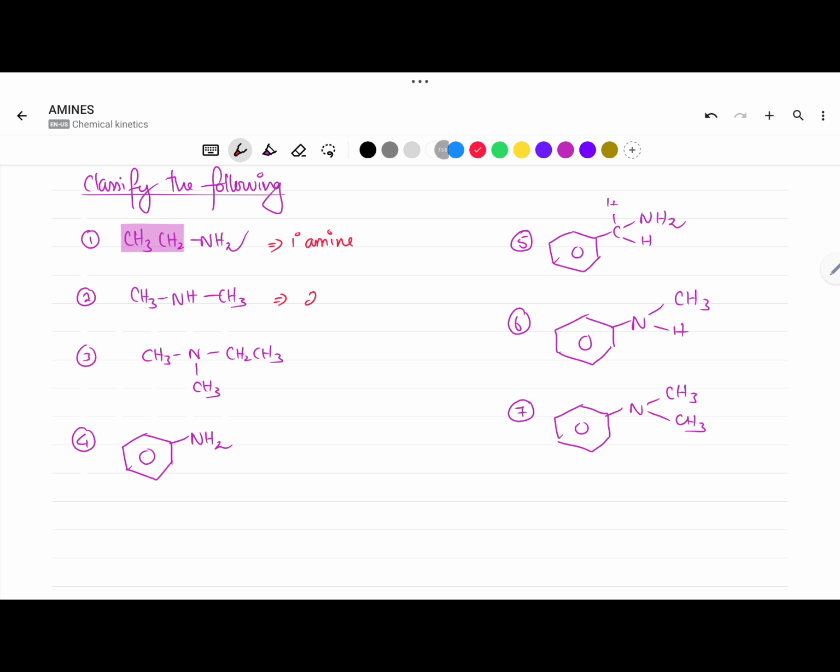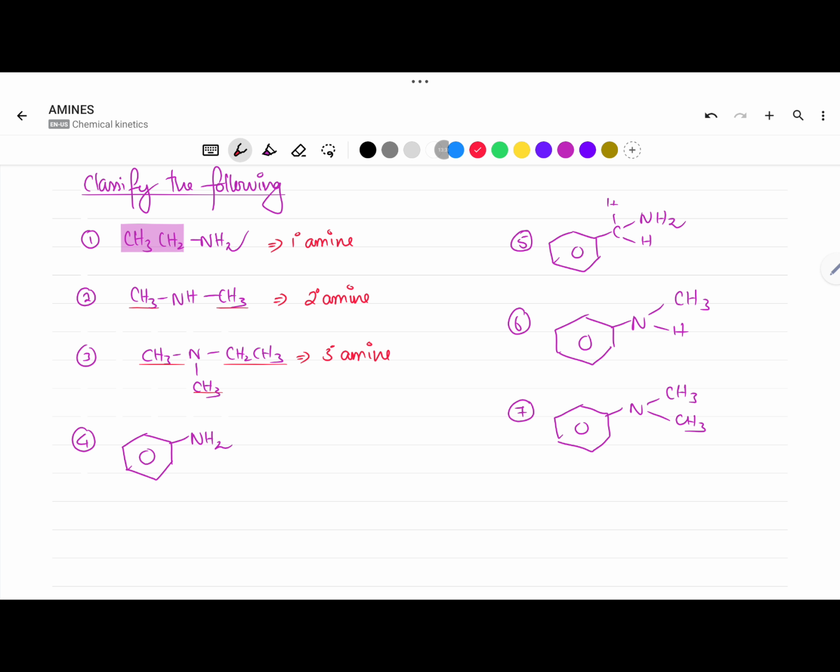Next, if you look here, this is a secondary amine. Why is it a secondary amine? Two alkyl groups are there on nitrogen. This is one alkyl group, and this is the other alkyl group. There is only one hydrogen. Now look at this. This is your tertiary amine. Here we have one alkyl group, this is the second alkyl group, and this is the third alkyl group. So three alkyl groups are there.